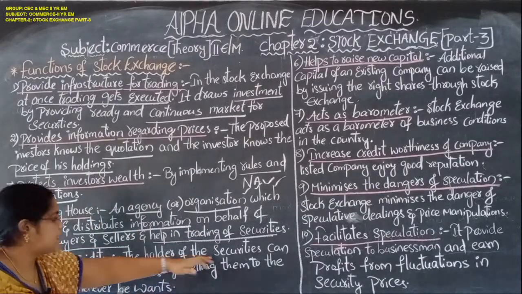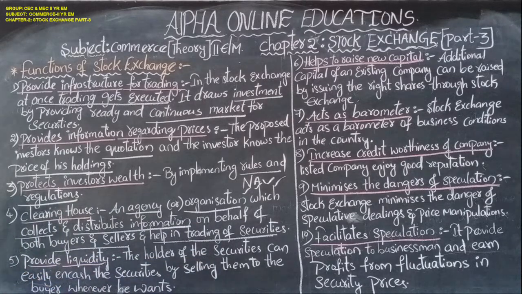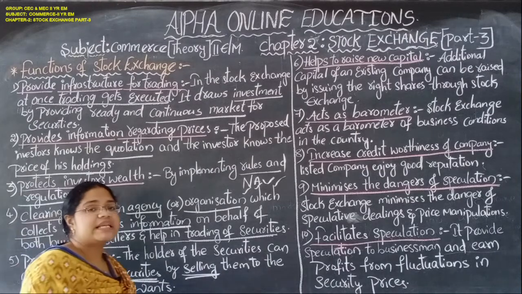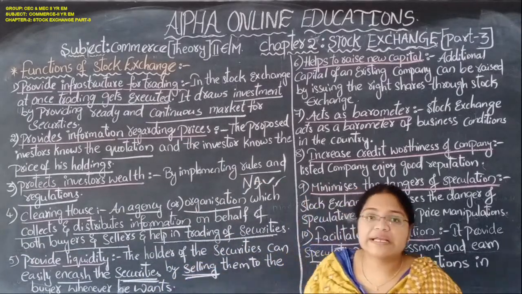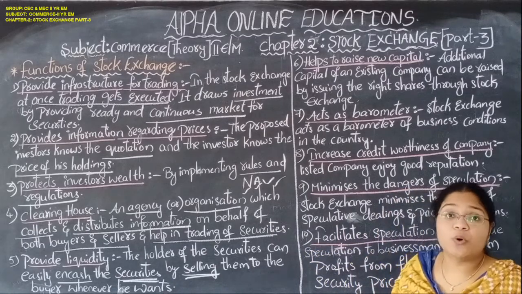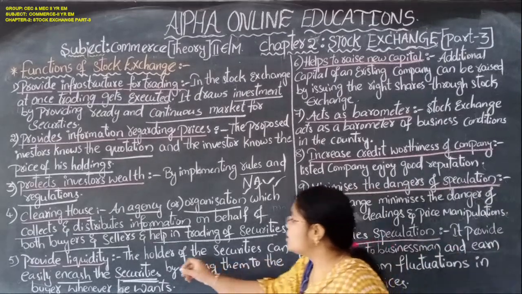The holder of the security can easily convert the securities into cash, means liquid, by selling them to the buyer whenever he wants. Whatever securities there are, those securities can be sold very easily to the buyer whenever he wants. So that type of liquidity is provided by the stock exchange to whom? To the holders of the securities.